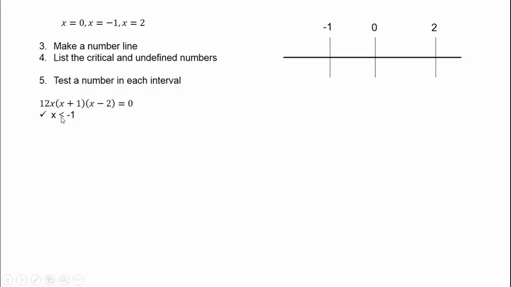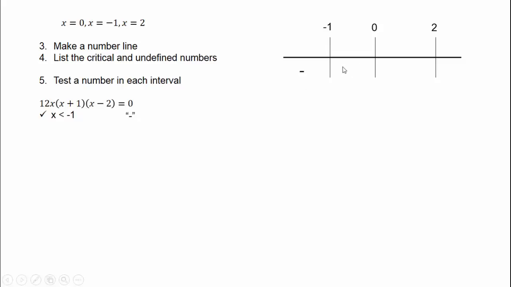We're going to take a number less than -1, like -2. So when I plug -2 into each of these factors, this becomes negative, and -2 and another -2 is negative. So we have a negative times a negative, which is a positive, times a negative, which overall is a negative. So our interval from -infinity to -1, all those numbers will be negative for f prime of x.